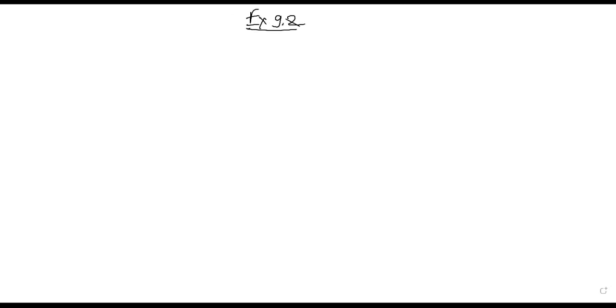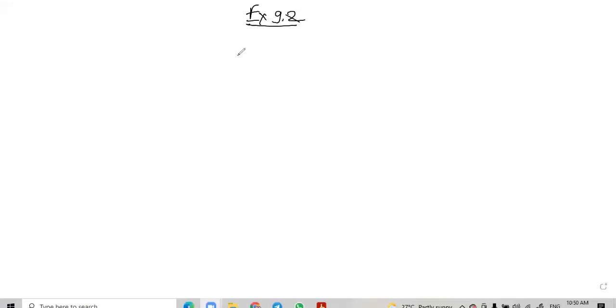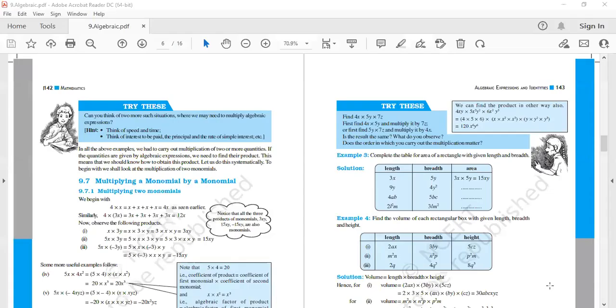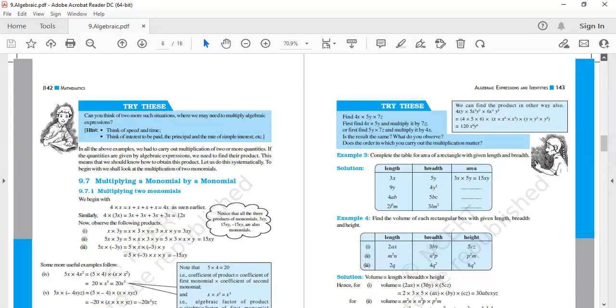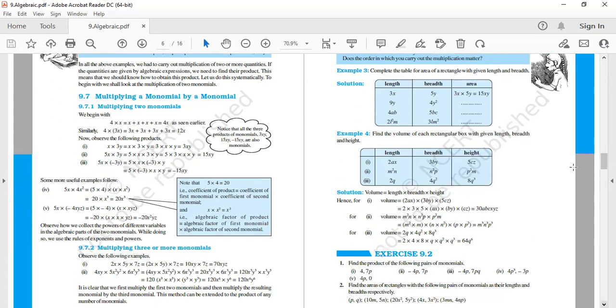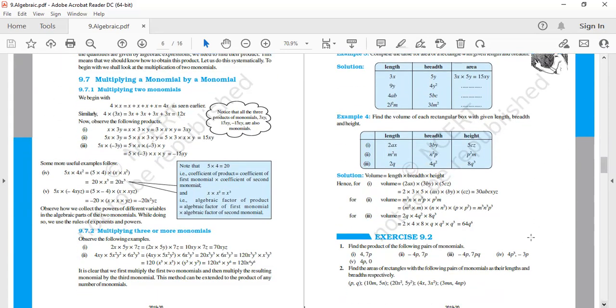It's exercise 9.2. I will share the textbook screen of the NCERT textbook. Just give me a minute. I think now my screen is visible to you. So let us start exercise 9.2. This one, exercise 9.2.